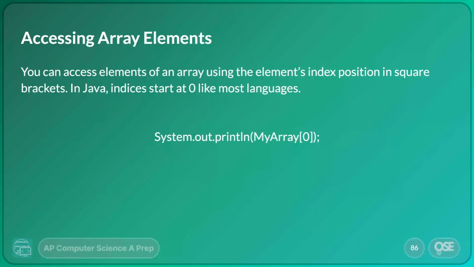Now, once you have your array created and initialized, you can access elements of the array using the element's index position in square brackets. In Java, like most other programming languages, indices start at 0 instead of 1, so the first element in your array would be at index 0. As shown here, we're simply printing out the first element in our array.